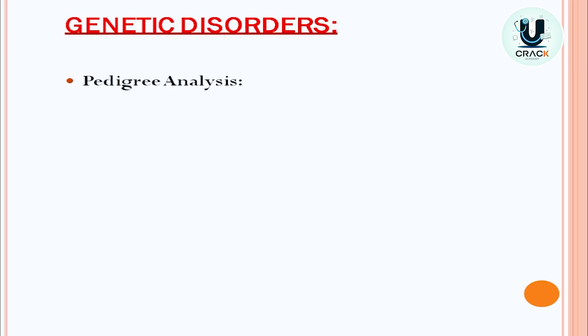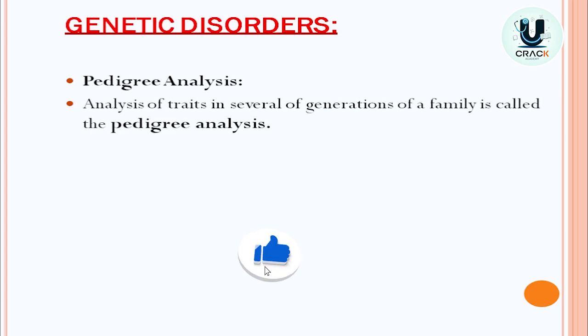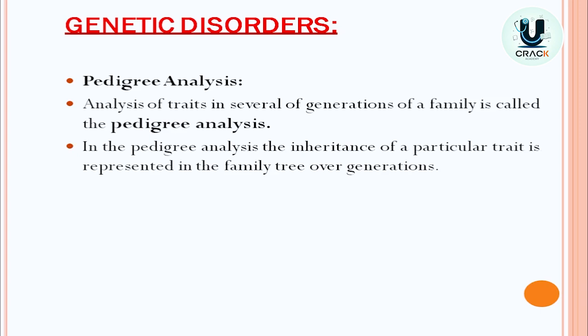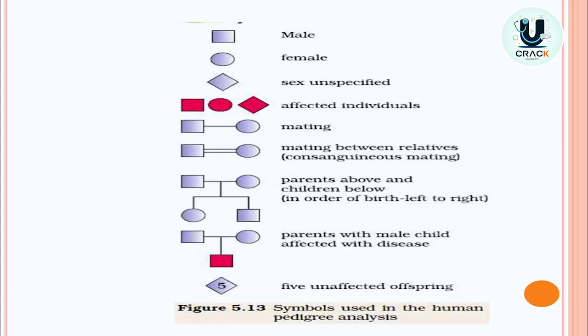Genetic disorders and pedigree analysis. A pedigree is the analysis of several generations of a family. Here a particular trait is represented in the family tree over the generations. Look at the symbols for male, female, sex unspecified, affected individual, and mating between relatives, and then the children and birth order below, to the right. If you look at the male child affected with the disease, five unaffected offspring will occur. That is pedigree analysis.